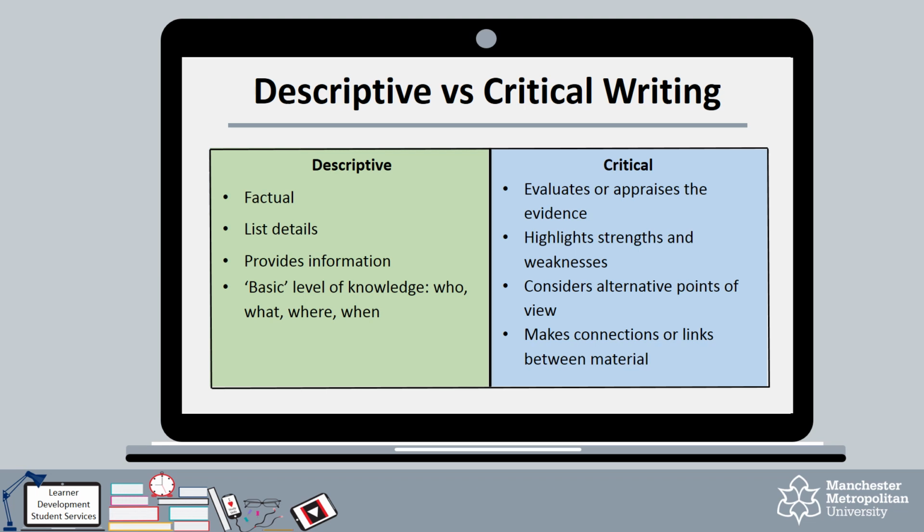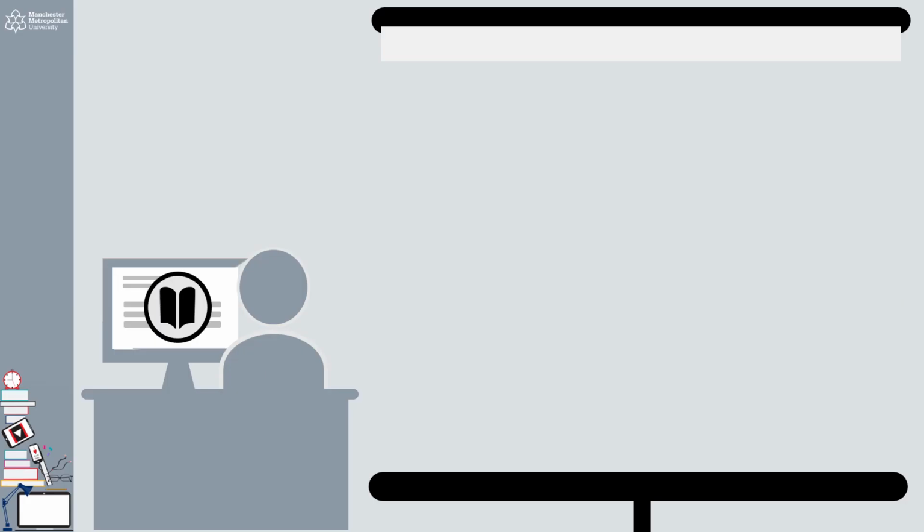It evaluates or appraises the evidence, it highlights strengths and weaknesses, it considers alternative points of view, it makes connections or links between material. All writing will have some level of description, for background, context, to set the scene or introduce an idea, but this should not be excessive and should lead into analysis.